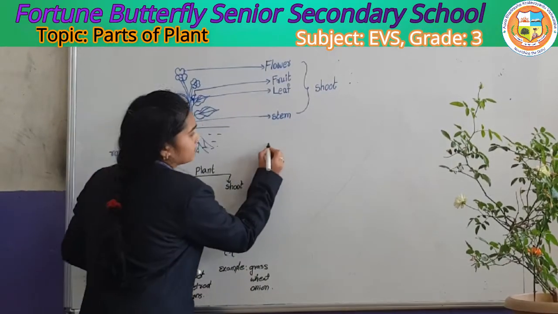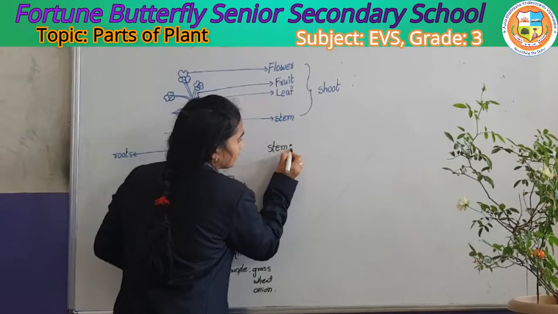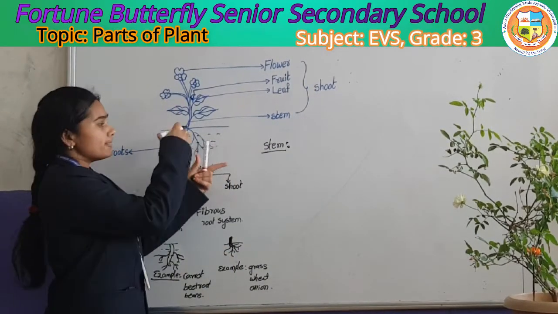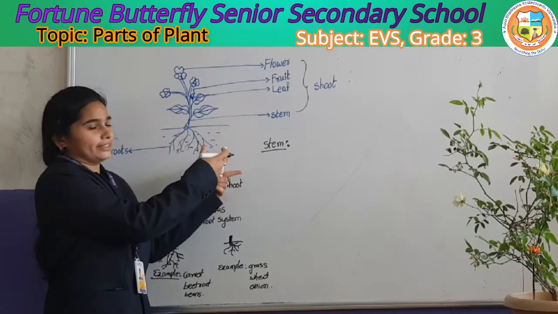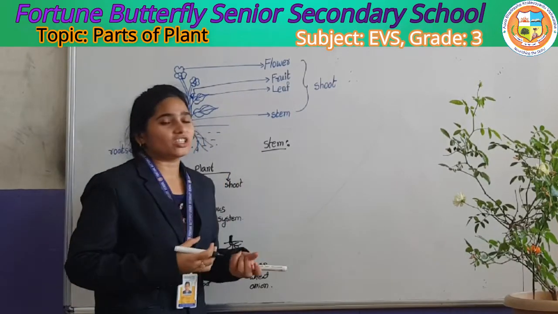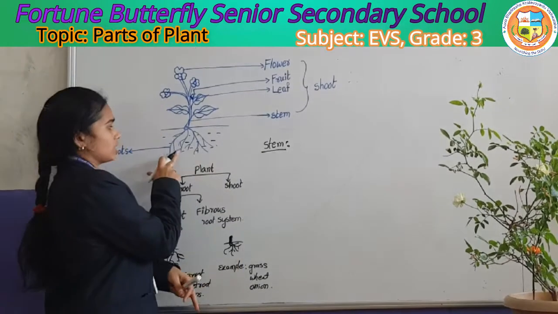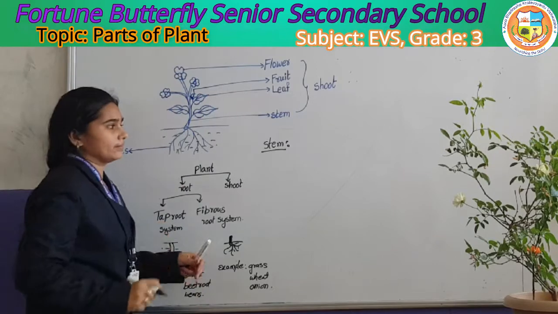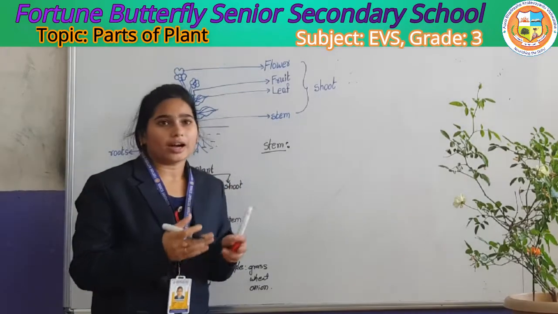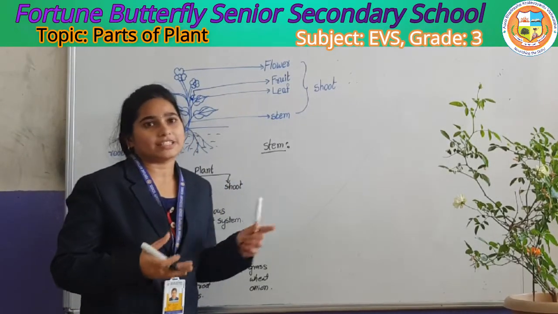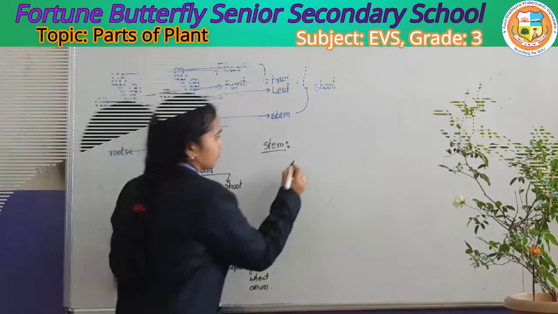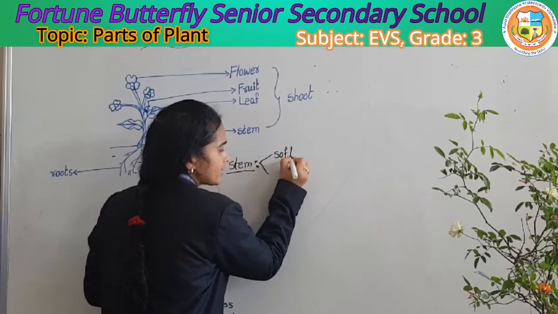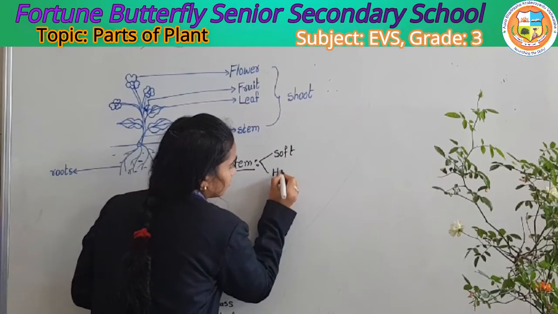Now coming to the stem. The stem makes the plant stand upright. And the stem carries the water and nutrients from the roots and distributes them to all the parts of the plant. Some plant stems are soft and some plant stems are hard.